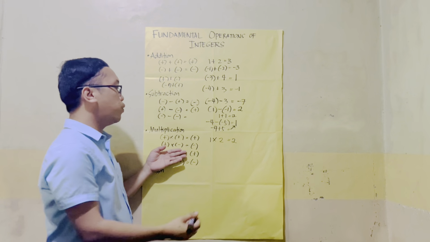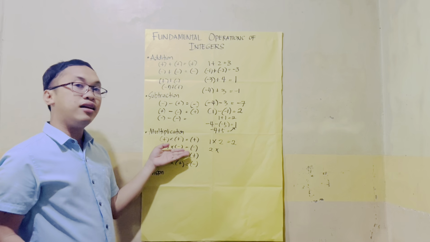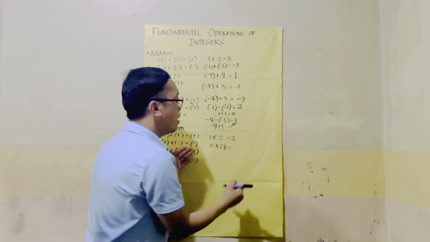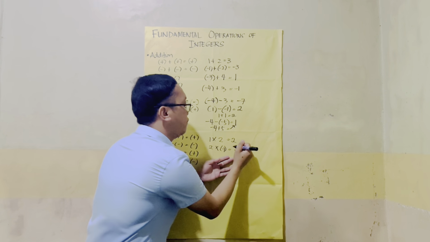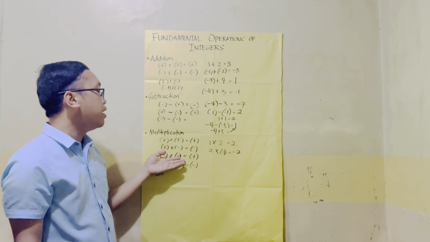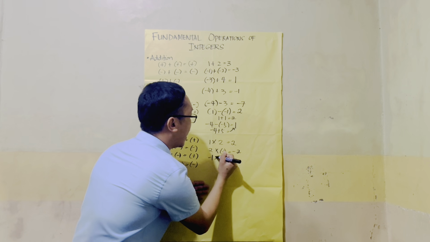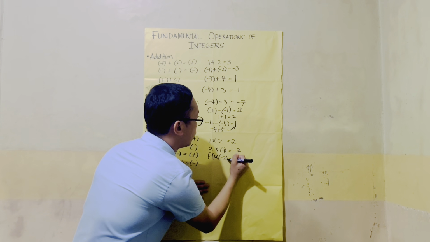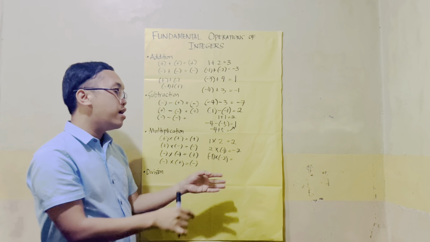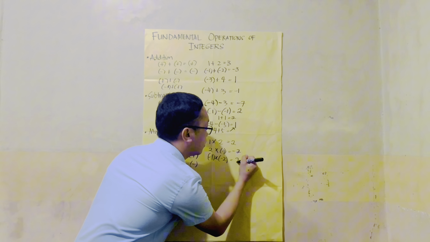And the second one, let's say we have positive 2 times a negative number, let's say negative 1. The answer is negative 2. On the third one, if we're going to multiply both negative numbers, let's say negative 1 times negative 2, the answer is a positive number. So just multiply the numbers and then make it positive since they are both negative. So the answer is 2.